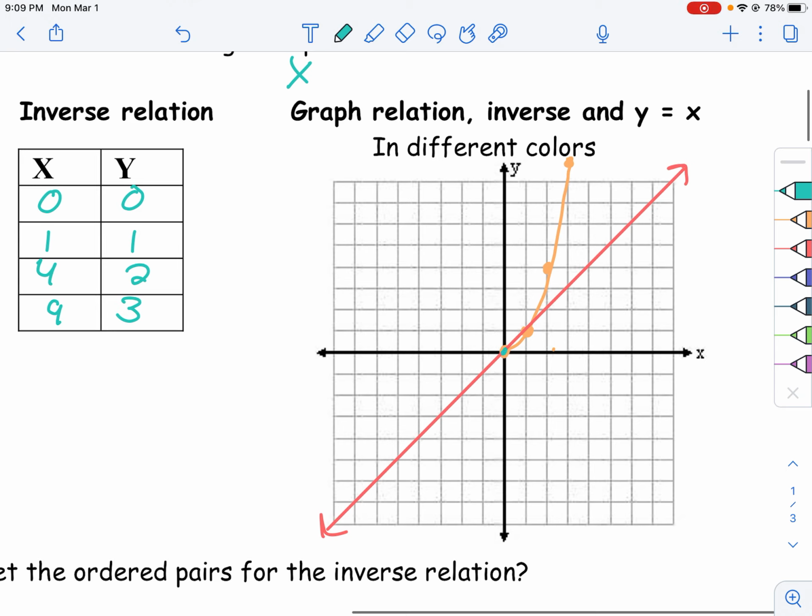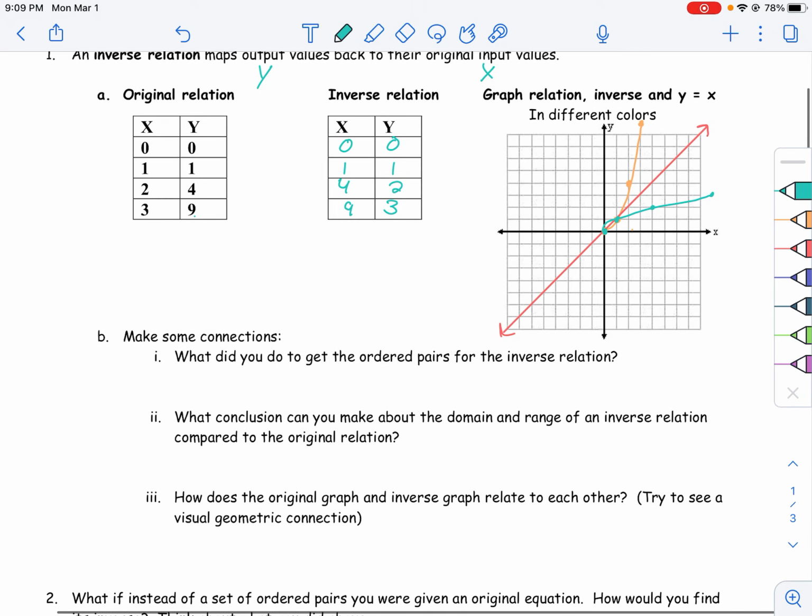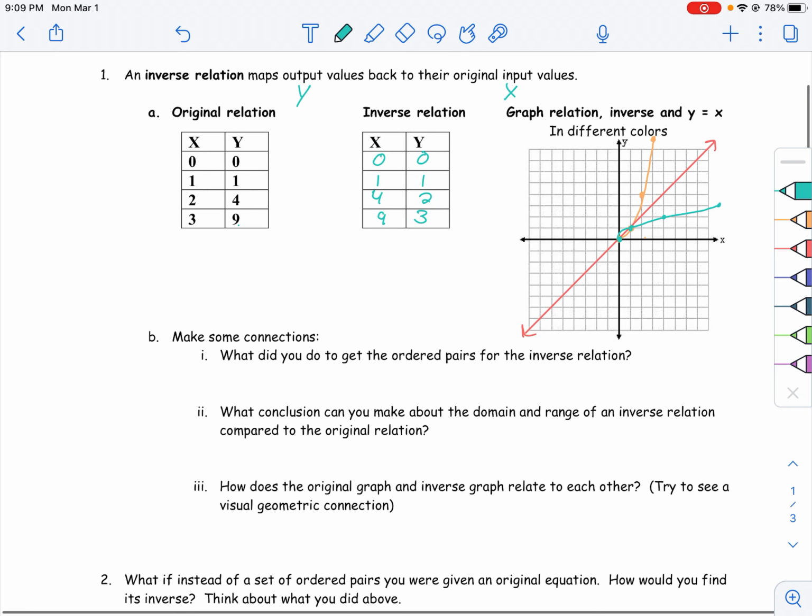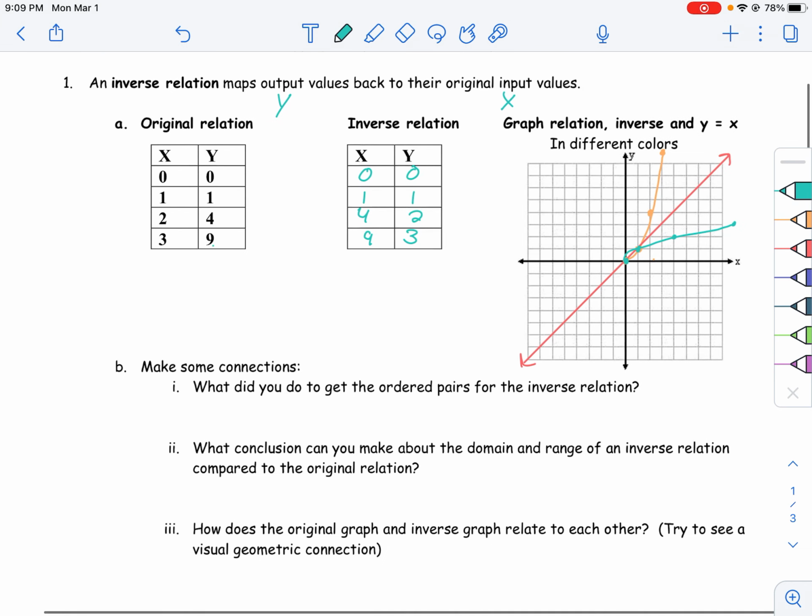And then graphing the inverse relation, we're at (0, 0), (1, 1), (4, 2): over 4, up 2, and then (9, 3): over 9, up 3, should put us right here. And so if we graph this one, it should look like this. I'll draw it a little better. Like that. Okay?